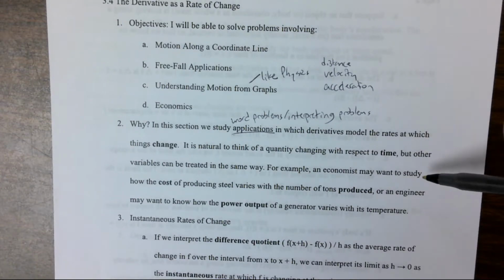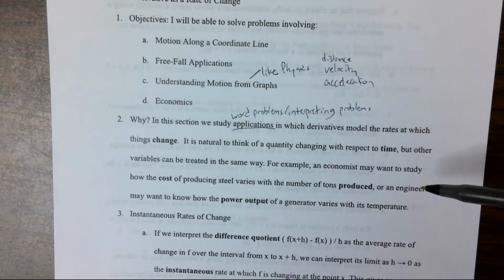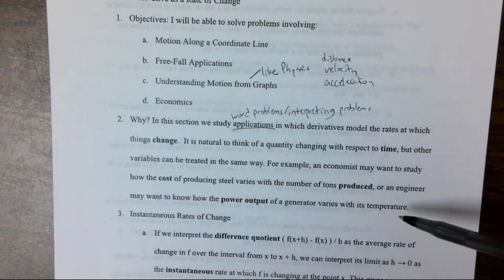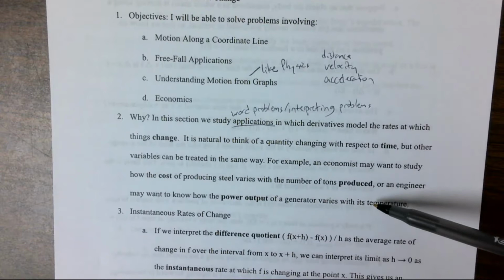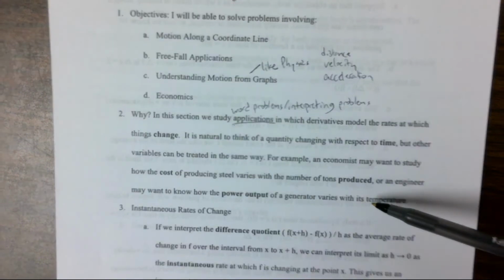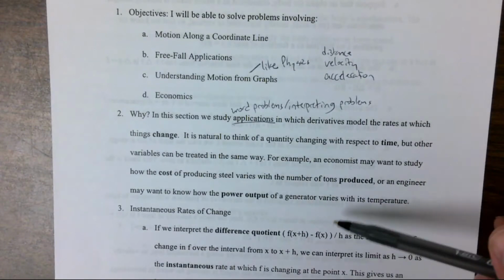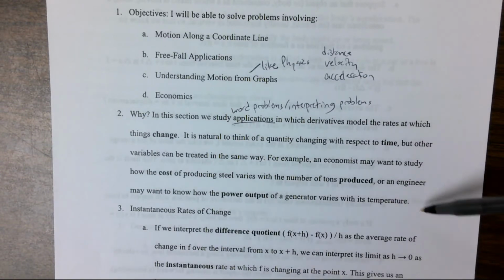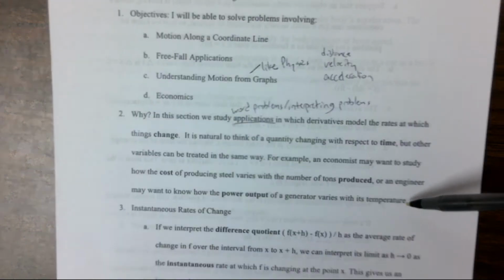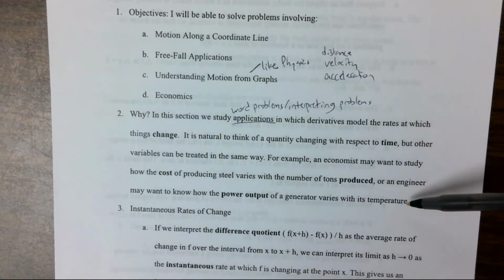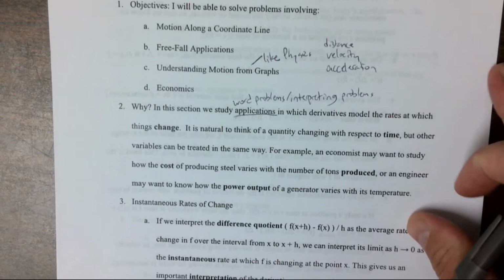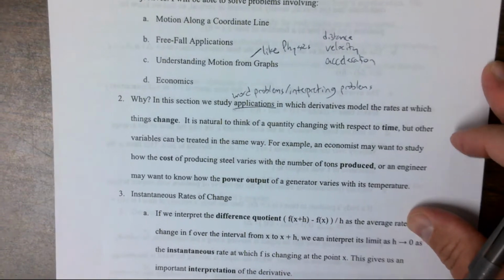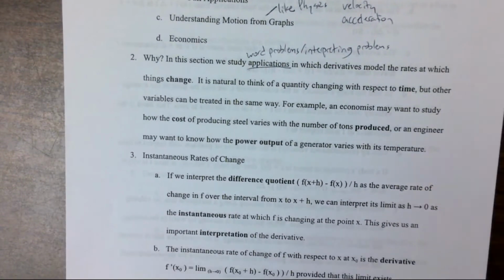For example, an economist may want to look at how the cost of producing steel varies with the number of tons produced. Or an engineer may want to know how the power output of a generator varies with its temperature. You also might be interested in how much oil is in the reserve, which has to do with making gasoline. So there are different ways to think about things, different variables besides just what we're using.